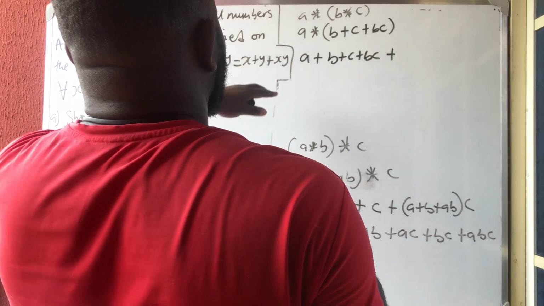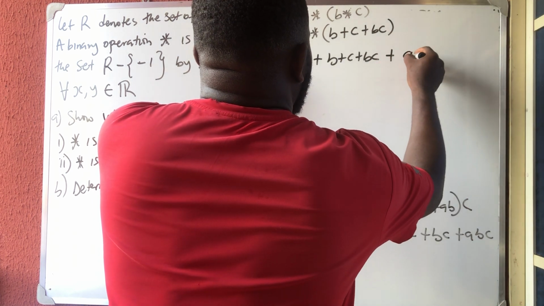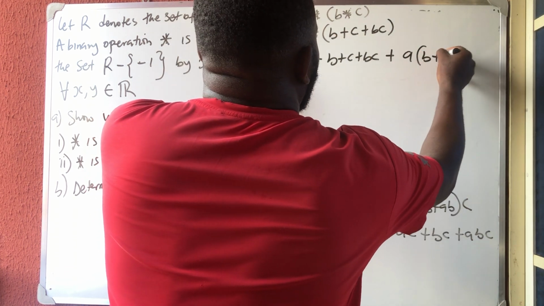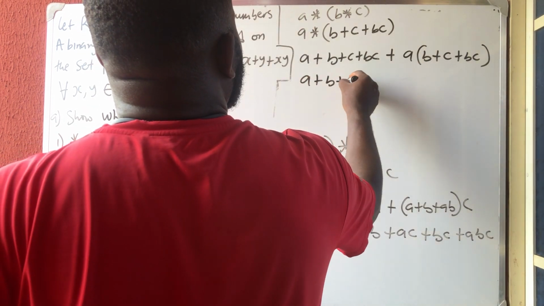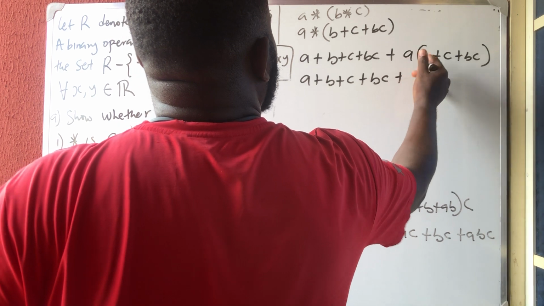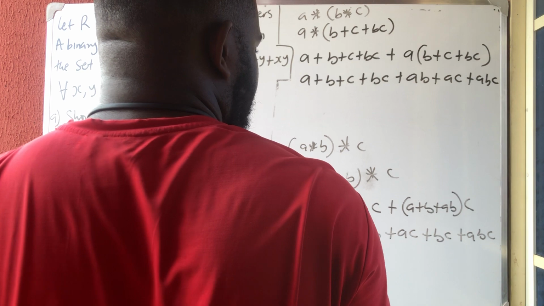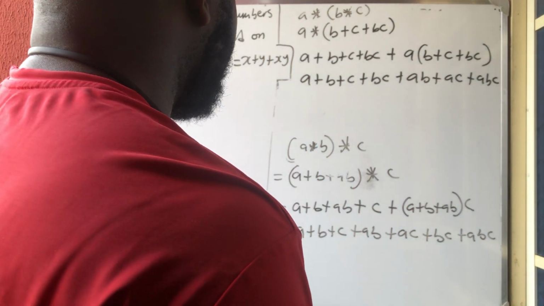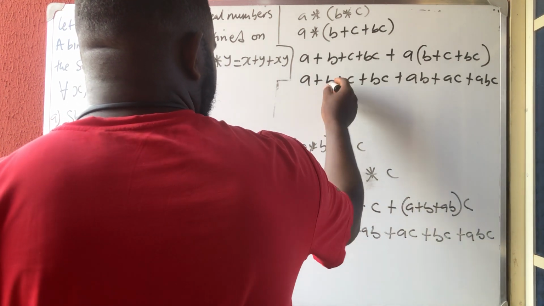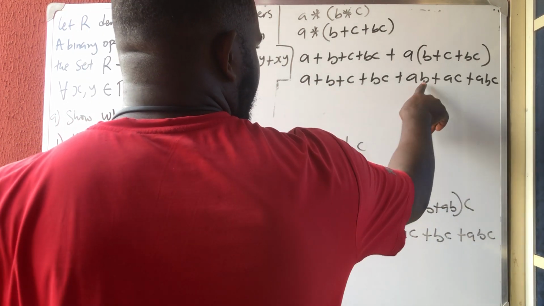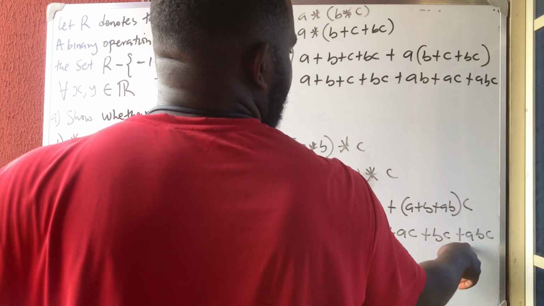Plus, now anywhere I see X, I'm putting A, then anywhere I see the other one, I'm putting B plus C plus BC. So let's see what the answer will give us. A plus B plus C plus BC plus this time AB plus AC plus ABC. Are they the same thing? This is A, B, C, AB, AC, BC, ABC.